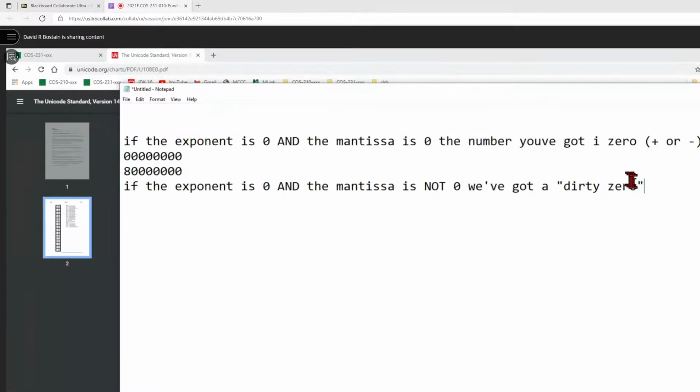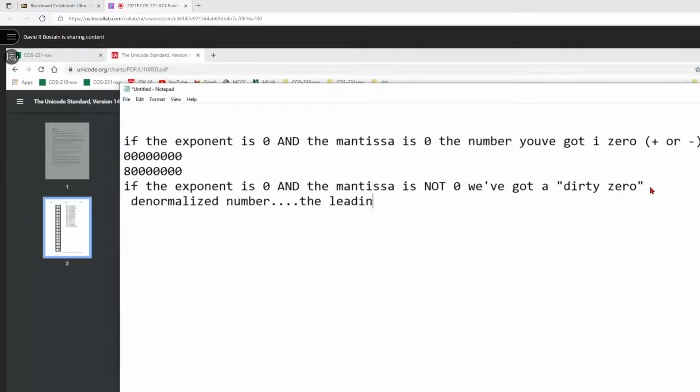Now, a dirty 0 is basically what we call, there's other terms used for this, but we're going to use a simple one: denormalized number. In this case, the leading one we've been hiding is not hidden. And the exponent is always minus 126.